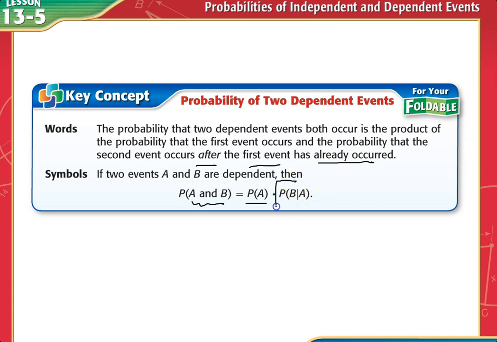The way you indicate that is the B with this little line here, and then A: the probability of B given A. So you're going to multiply the probability of A by not just the probability of B, but the probability of B given A occurred. Let's see this in action.